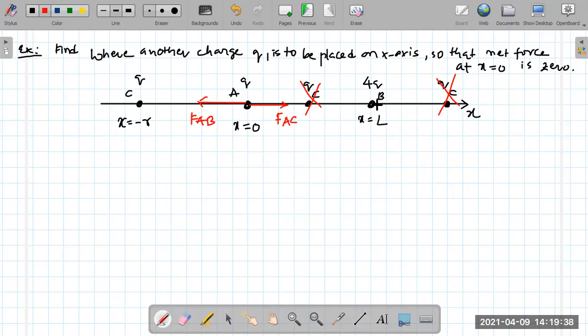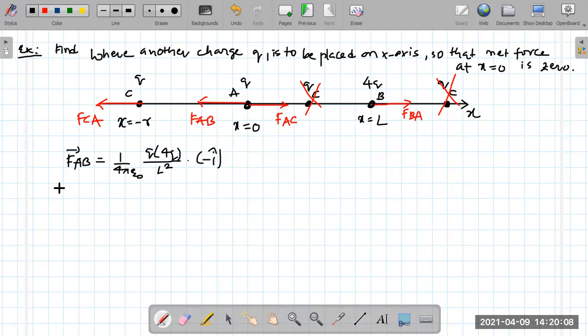Are you getting the point? This is the force on A due to B. This is the force on C due to A. So there are very good chances that the net force on A will be 0. Is that right? Now, can you see the force on A due to B in the given case? It is 1 by 4 pi epsilon naught Q1 Q2, that is 4q square by l square, where the distance is L square. In which direction is the force? Minus i cap.